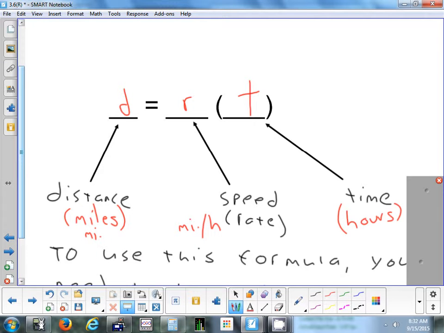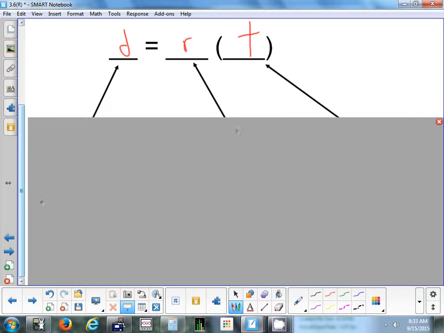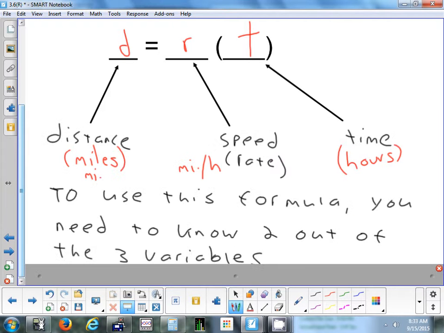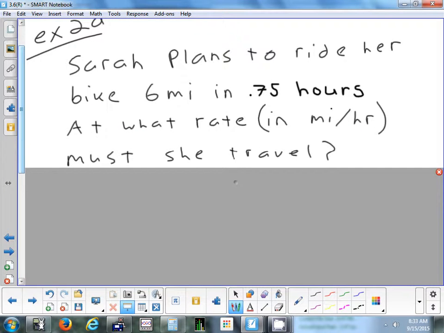Okay? Let's see what we get here. So the last one we had 4 things. This one has less. This one only has 3. Again, like the last one, you'll get 3 out of the 4. For this one, you get 2 out of the 3. Again, solving for an unknown. You're just taking what we did with equations, and now I have to plug stuff in. So you're going to know 2 out of those 3 variables.